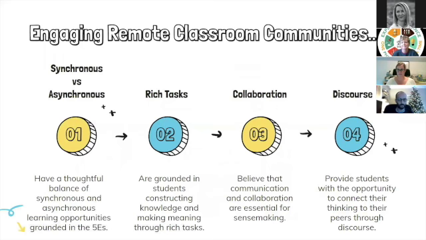So, what should we be paying attention to when creating engaging remote science classrooms? Well, we need to have a thoughtful balance of the asynchronous and synchronous learning opportunities while still reflecting that essence of the 5 E's. We need to ground students' knowledge construction and meaning making through rich tasks. And we've got to remember that communication and collaboration are essential for science sense making and also backpack skills. And finally, we need to provide students with opportunities to connect their thinking to their peers' thinking through discourse.